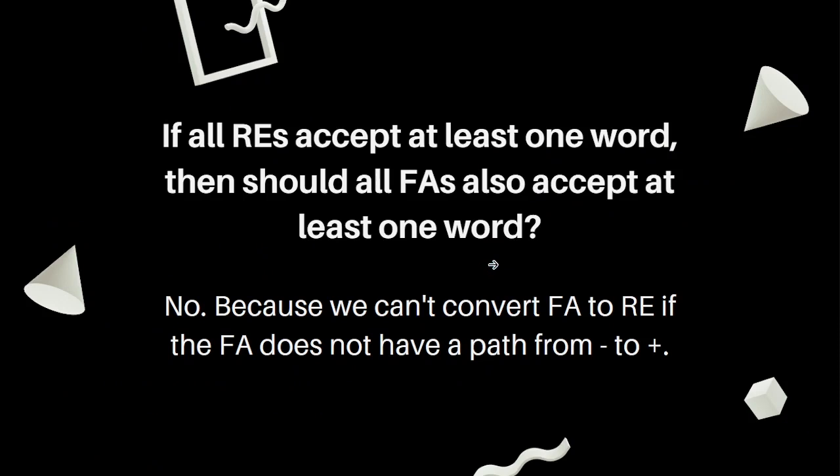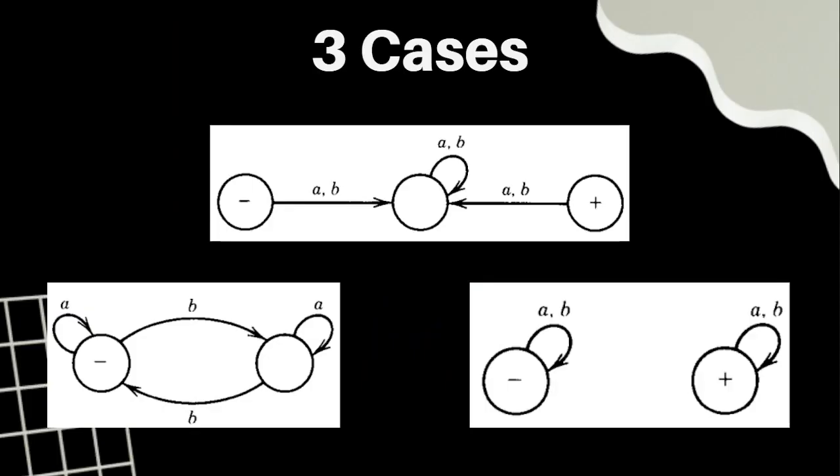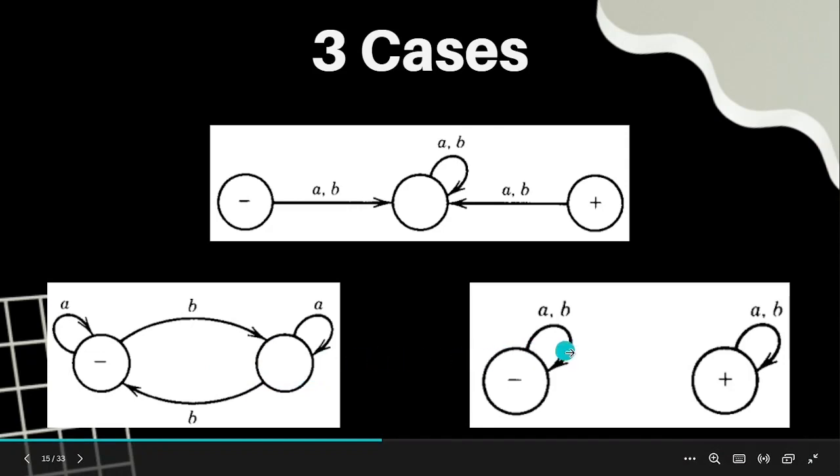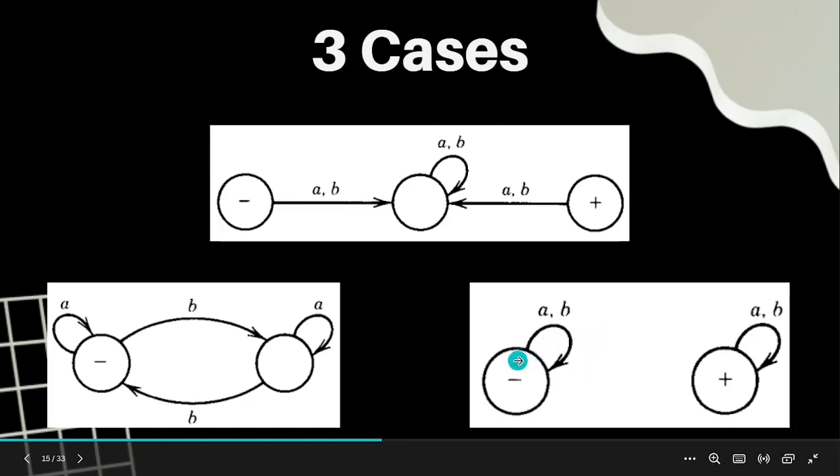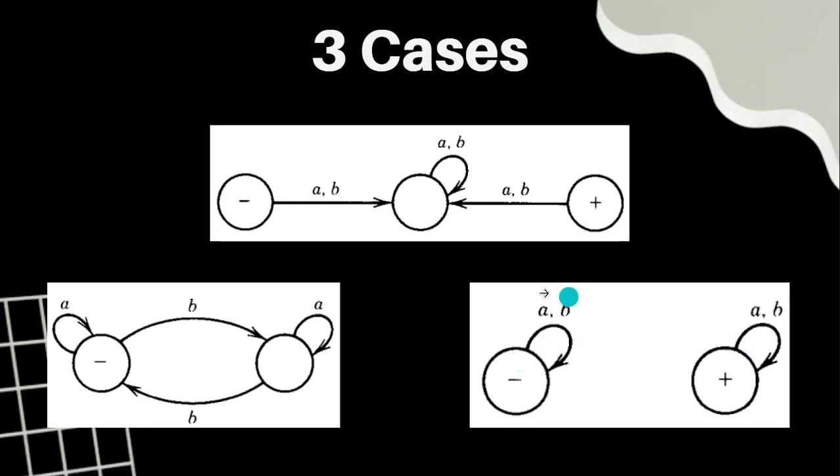Now the question is, if all REs accept at least one word, then should all FAs also accept at least one word? The answer to that is no, because we can convert an FA to an RE only if the FA has a path from the start state to a final state. So these are the cases when that does not happen. First is when there is no path between the start state and the final state. The next case is when there is no final state at all. And then the last case is when there is a disconnect between the start state and the final state. So this leads to the next method.